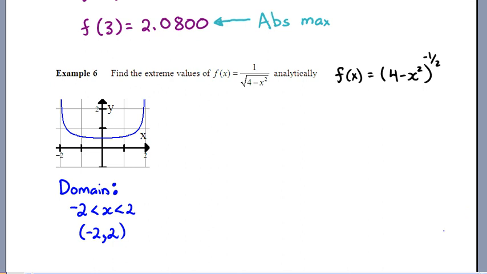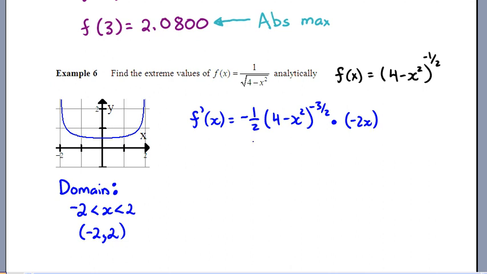Here comes the derivative. So f prime of x, take a derivative. Okay, it looks like a power with a chain rule. So it's good that we've got all those rules from chapter 3. 4 minus x squared. Lower the exponent by 1. And then the chain rule is going to kick out the derivative of this, which would be a minus 2x.